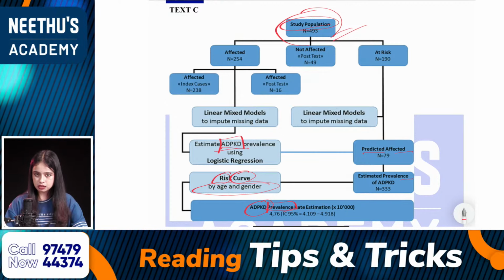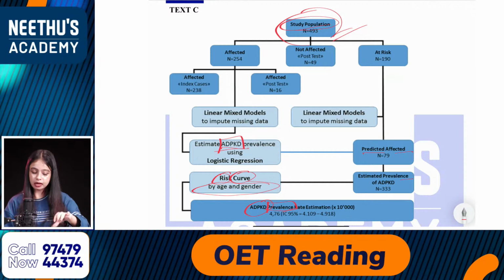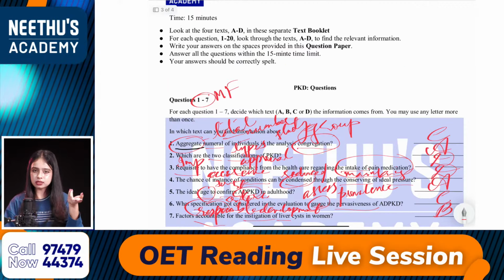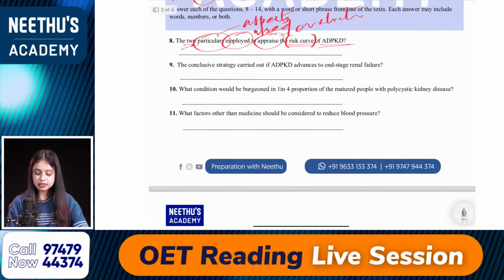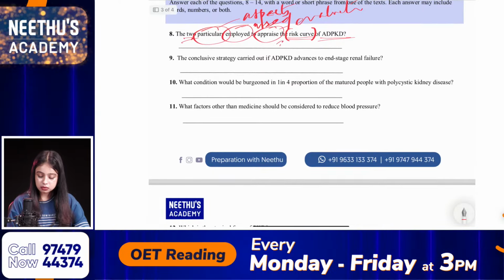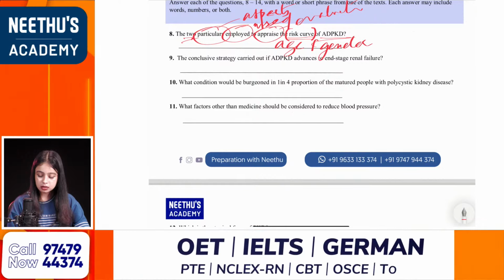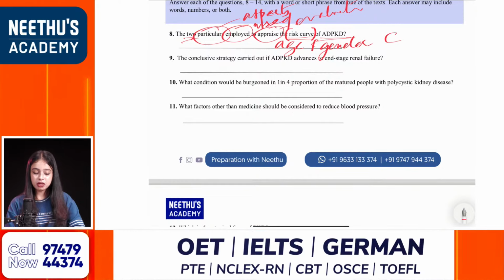Don't write "by age and gender". The answer is age and gender, because two factors are being asked. That is age and gender. Okay, so the answer is age and gender from text C. 9th one.